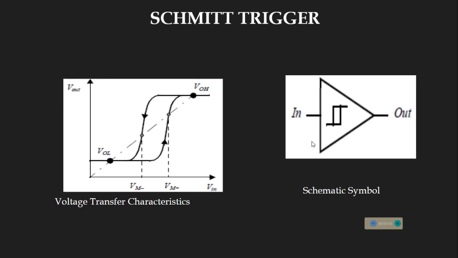And the right hand side shows the schematic symbol of the Schmitt trigger. It is going to produce a square waveform even though the input is a non-square waveform. For example, if the input is a sinusoidal waveform, we will obtain a square waveform because we are going to have only two levels. One is the low level, the other one is the high level, that is 0 and 1. Our output is going to be fluctuating between zeros and ones.